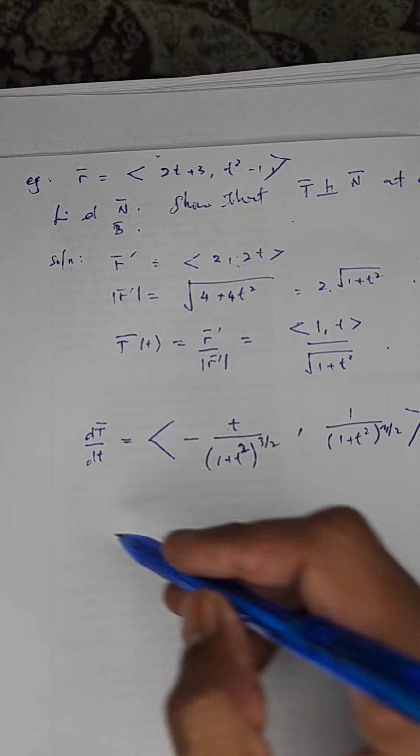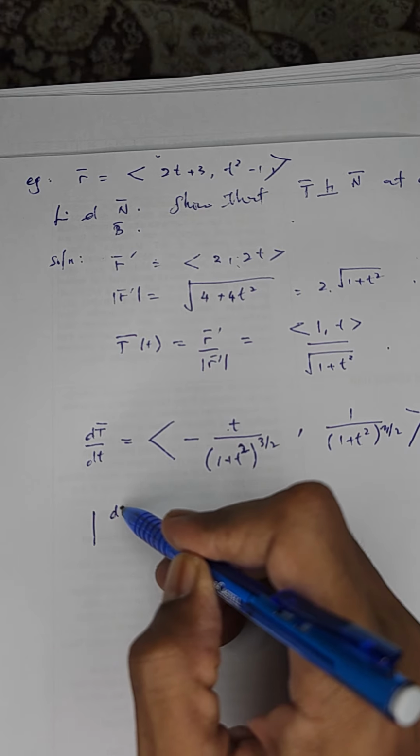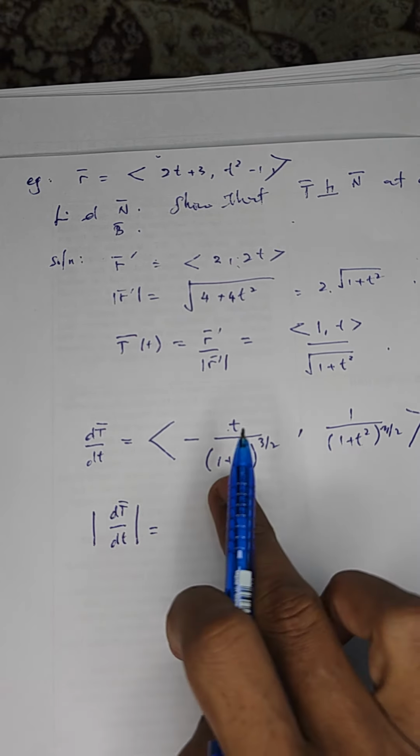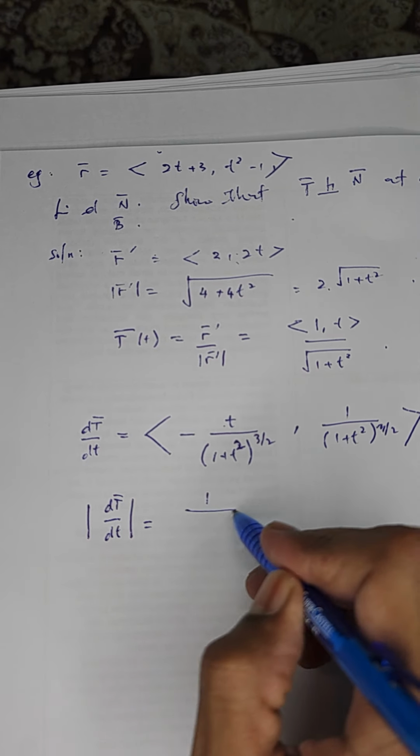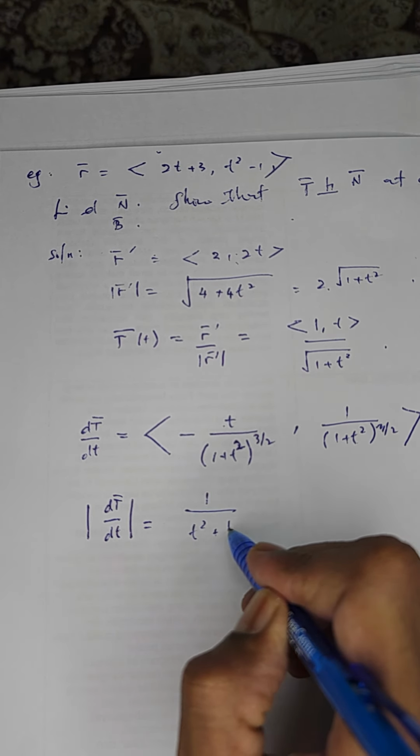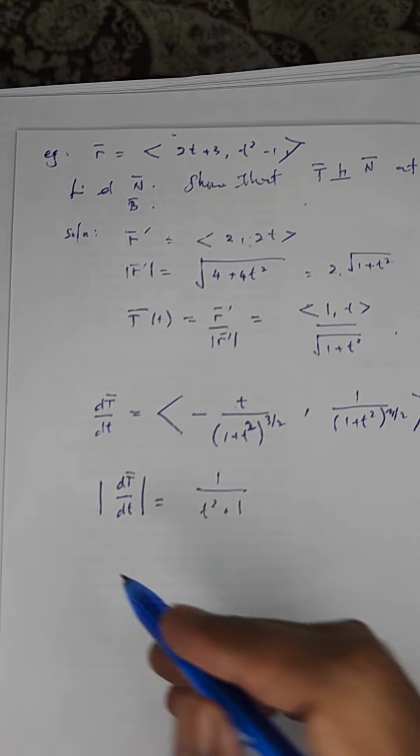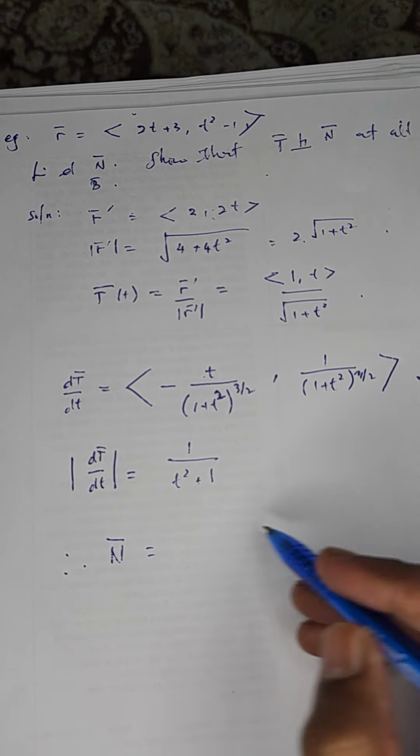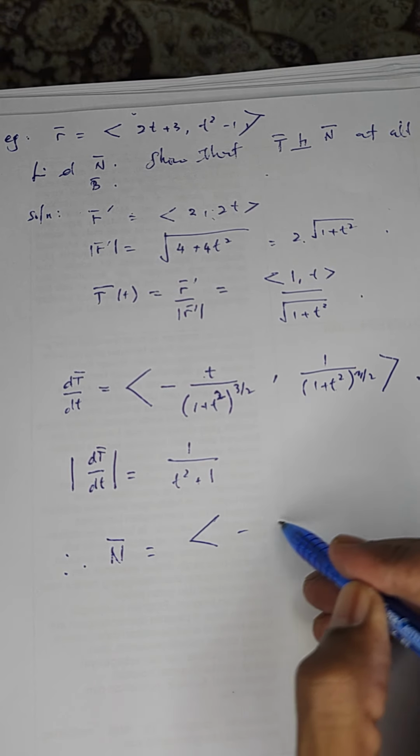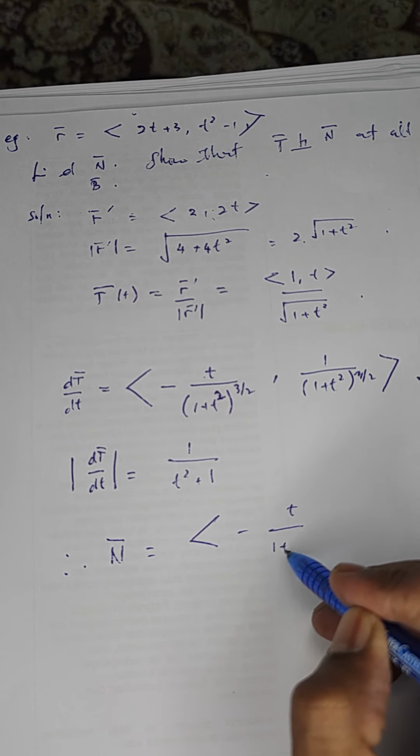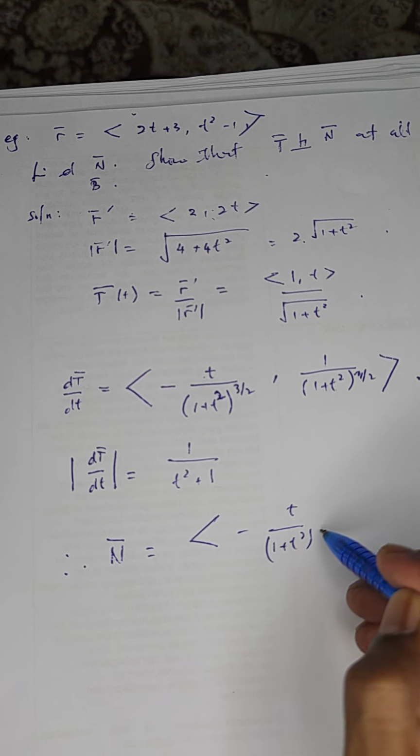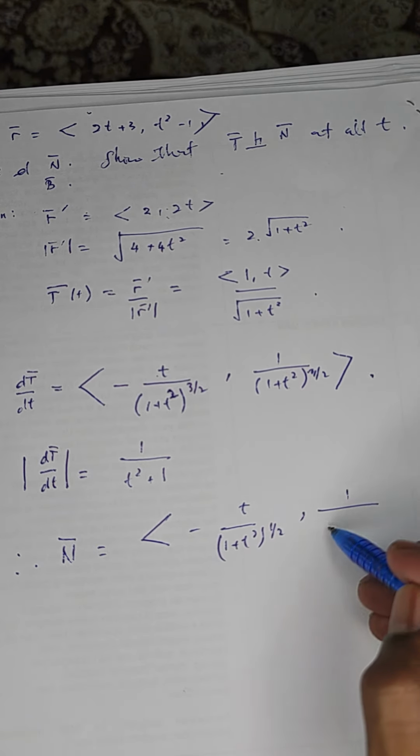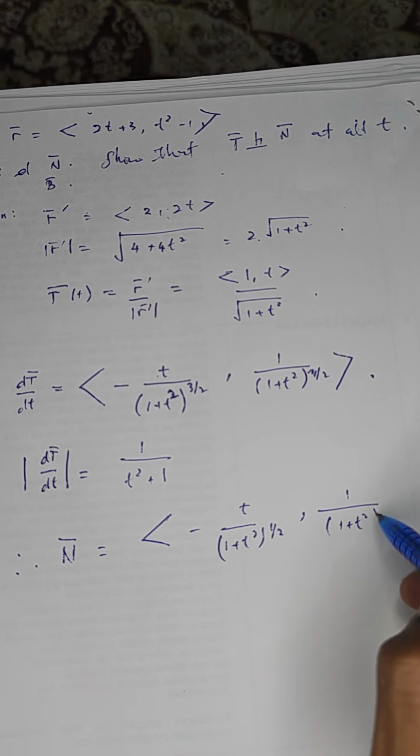And then next you find the magnitude of dT/dt. That gives you 1 over 1 plus t squared. So therefore your N is given as negative t over the square root of 1 plus t squared, and 1 over the square root of 1 plus t squared.